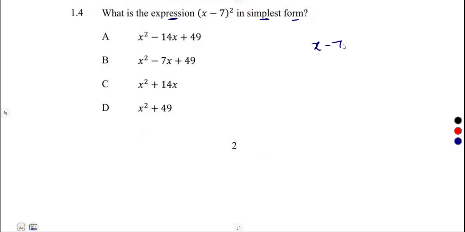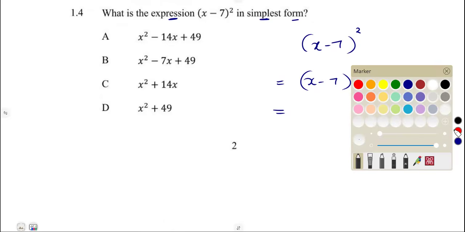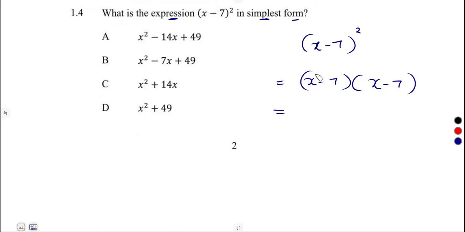All right, 1.4, what is the expression in simplest form? The expression x minus 7 squared means that we have two brackets of x minus 7 that you're supposed to expand. So using the FOIL method, you can expand the binomial. For the first terms, x times x, that is x squared, then the outer, x times negative 7, negative 7x.